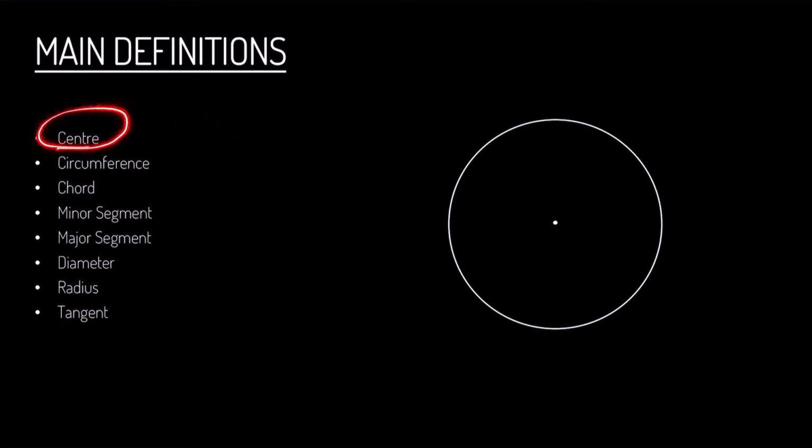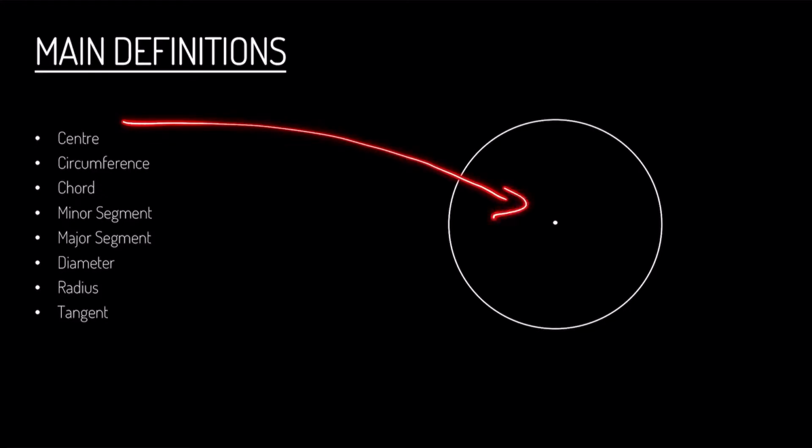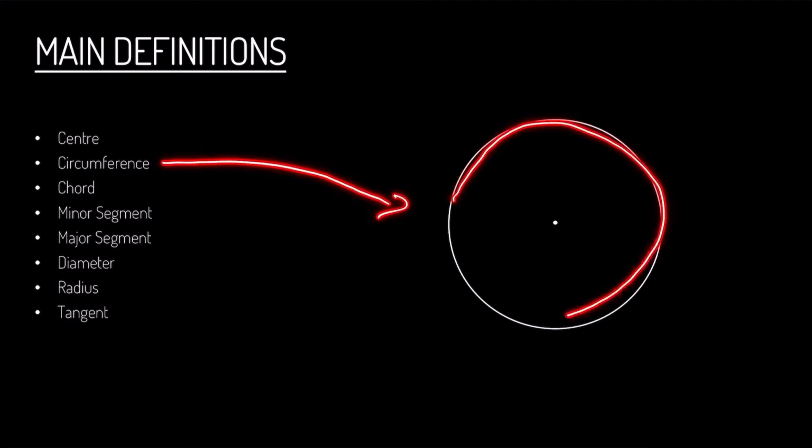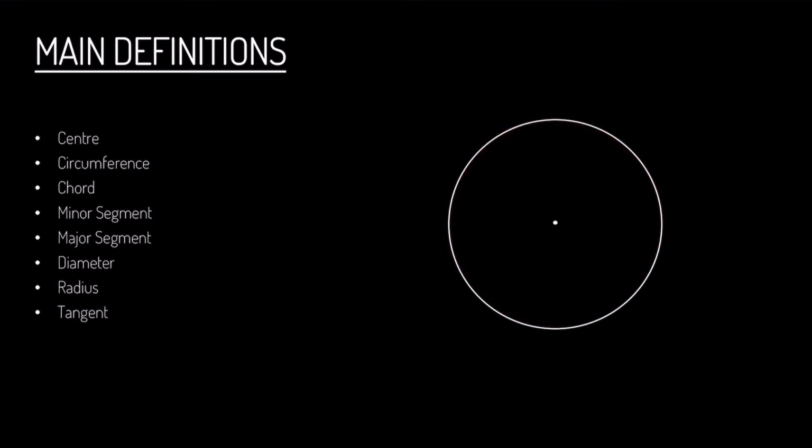Let's start off with the center, which is obviously the middle part of the circle, which is this point right here. Next in line is the circumference, which is basically a fancy word for the perimeter of a circle, so the circle itself. Next is the chord, and this is a straight line inside the circle that touches 2 points on the circumference, so this line right here.